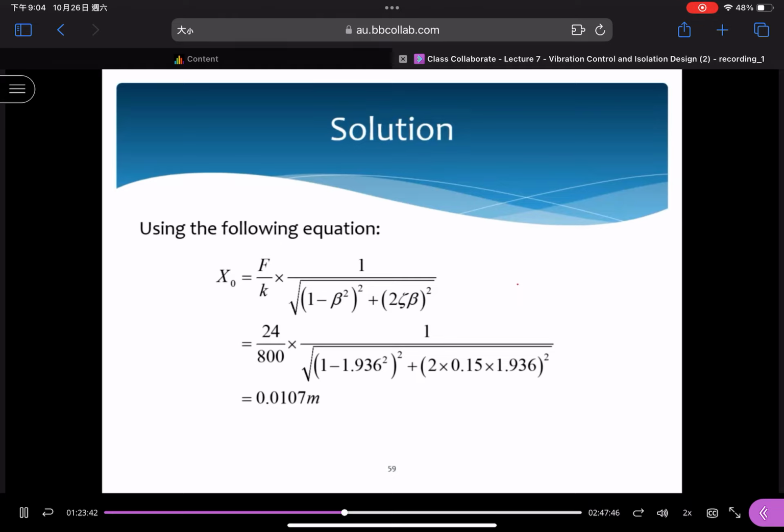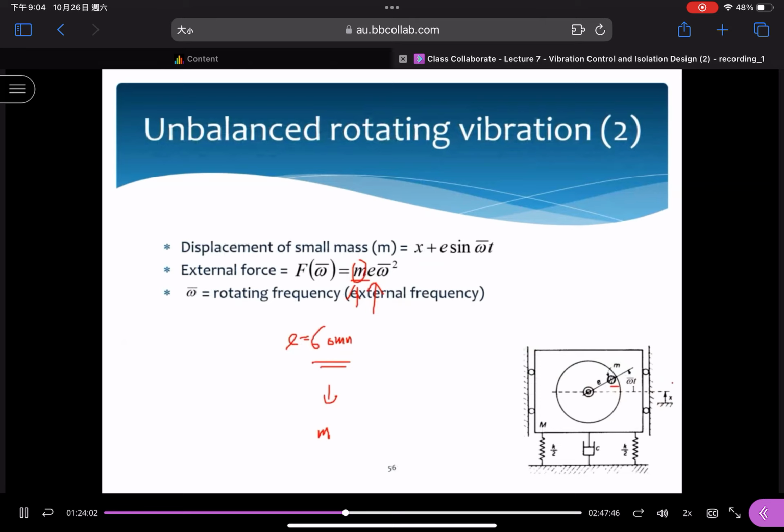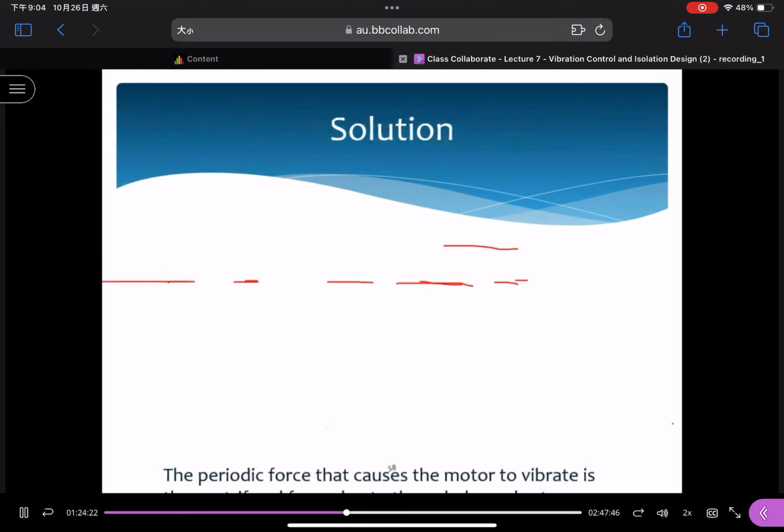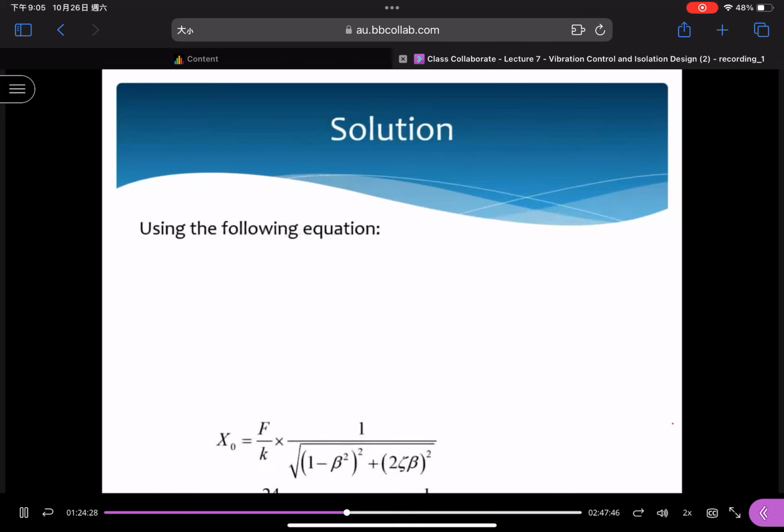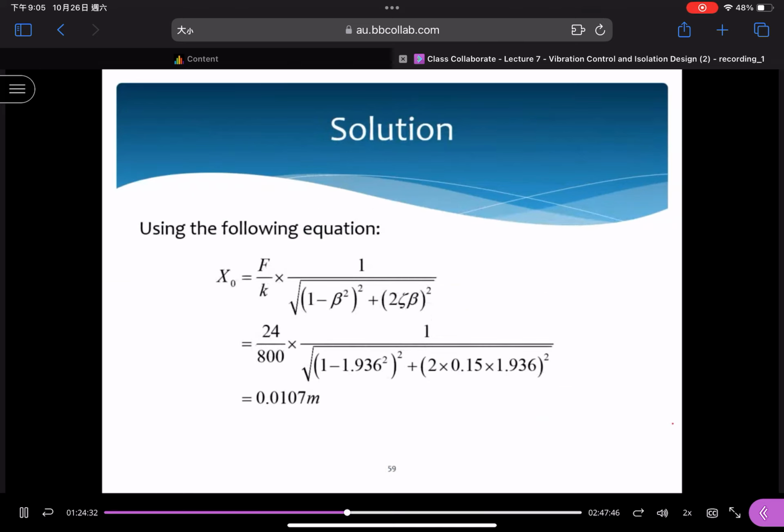Okay, in this case, what does it mean? When we have springs to support these rotating machines, the maximum displacement the machines can achieve is just 0.01 meters. That means the maximum vertical displacement it can achieve under the operation of this machine is 0.01 meters. We are now looking for this one, okay? Is it clearer how to make use of this equation? Okay, any problem?